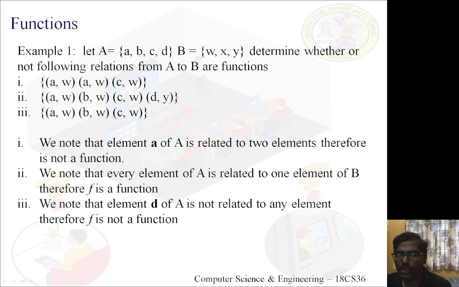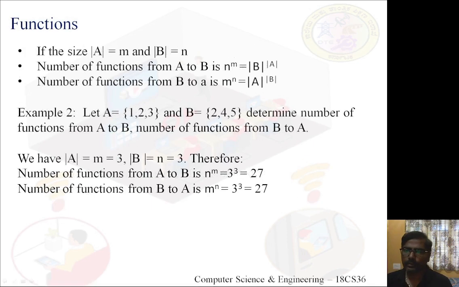So the conclusion is that of these three relations from A to B, only the second relation is a function from A to B, whereas the first and third relations are just relations from A to B but not a function from A to B. Now let me analyze how many functions from A to B might be possible. Also, how many functions from B to A might be possible.